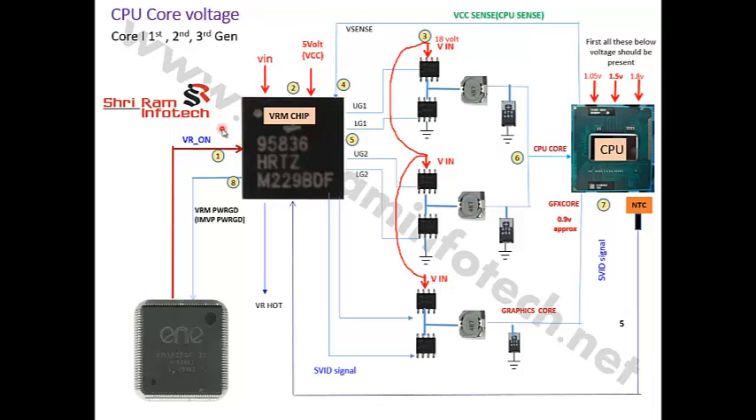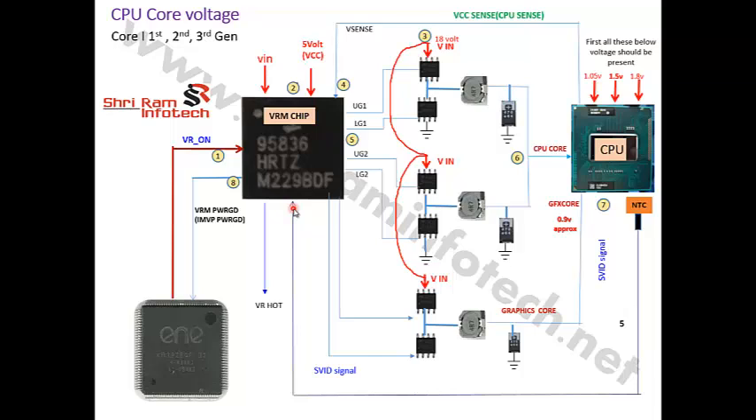Here you should get 3 volts to turn on this VRM section, and if it is not 3 volts here, then this VRM section won't work. So this is a requirement. The VR on signal should be 3 volts, then VCC should be 5 volts, and if it is VIN, then it should be 18 volts. The VSense signal should be present, and the NTC should be proper.